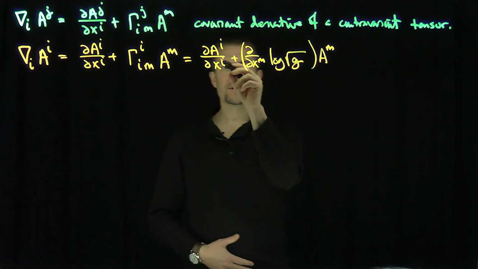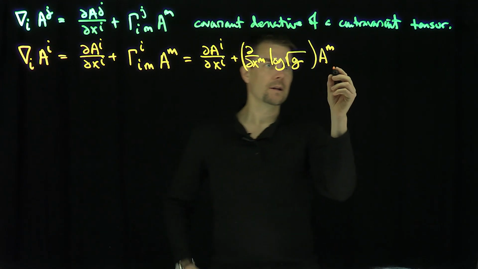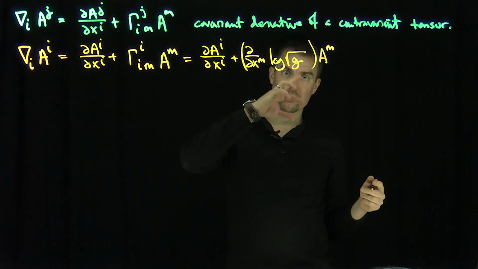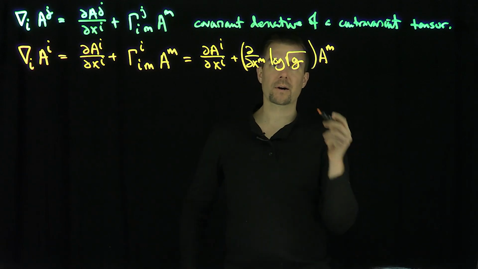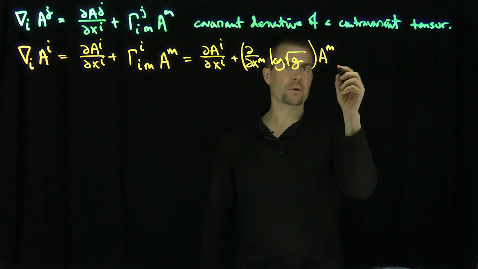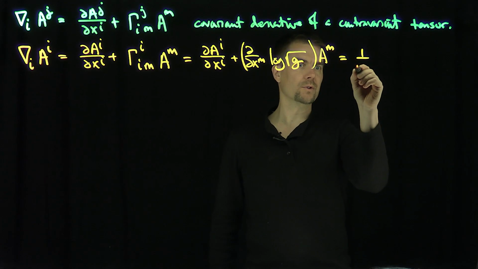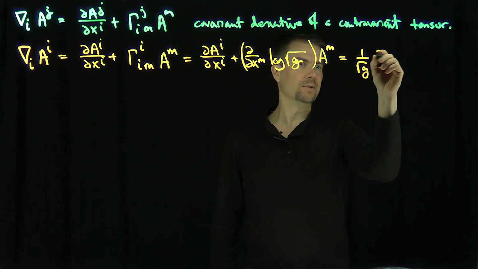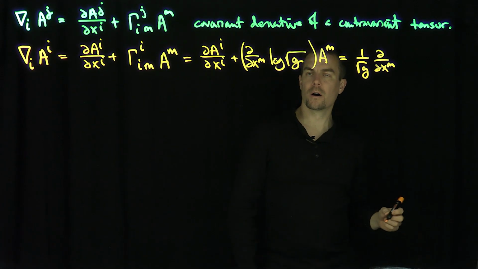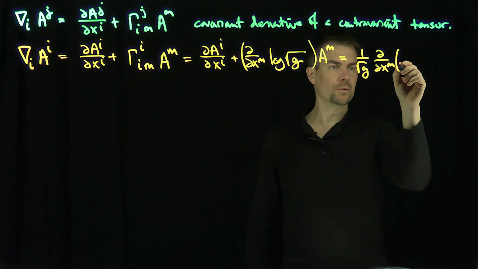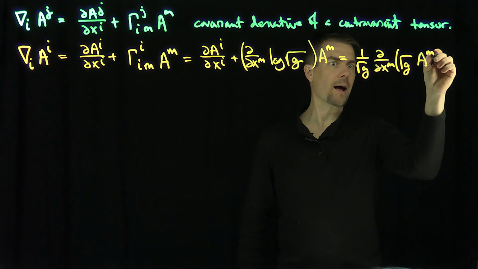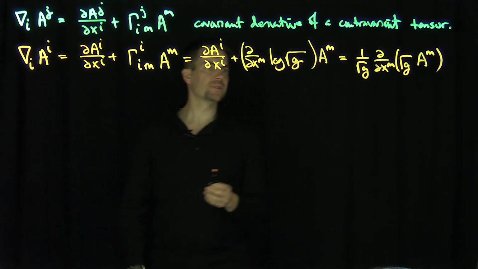And now, of course, we can use some calculus to simplify this. I can change this m into an i, and we can note that the derivative of the log of the square root of g is going to be 1 over the square root of g times the derivative, because I can take this g as a power and pull out a 1/2. So we claim that this is equal to 1 over the square root of g times the derivative with respect to x^m of root g a^m. Let's prove this and see how it works.